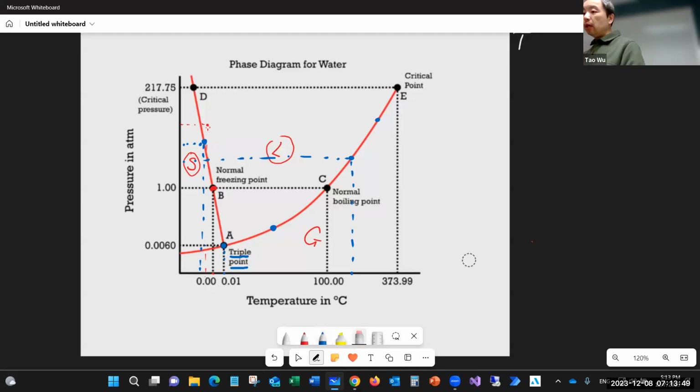So now, since we have this phase diagram, if we have dot A, and this is dot B, and we have dot C, this is gas, and then we have dot D. So my first question: if I want to go from C to A, what kind of parameter do we need to change to get from C to A?